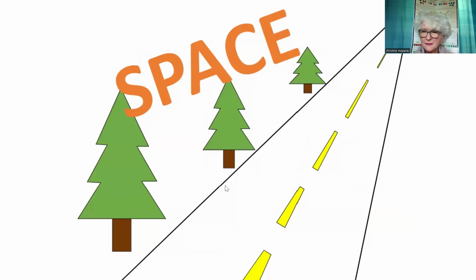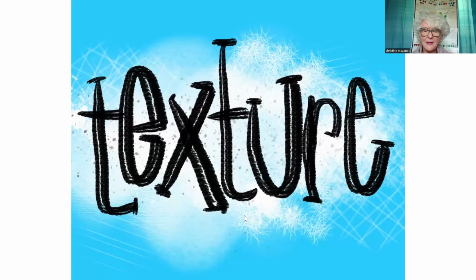In space, which is our next element of art, you can really have fun with this because if you want something to appear really closer, what do you do? You make it larger. And if you want something to appear like it's further away, you make it smaller. So those are ways that we can change what we call perspective by using shape.